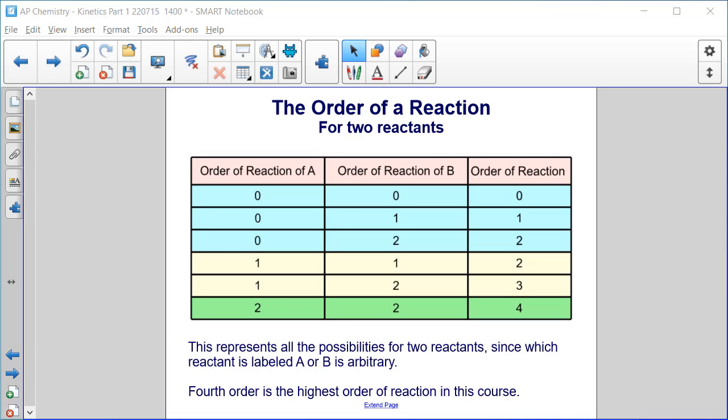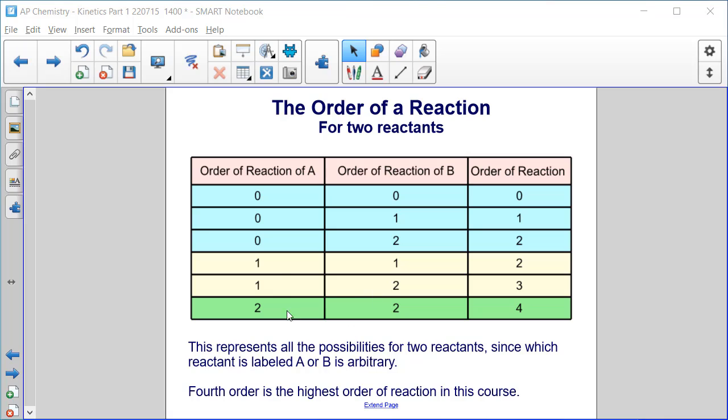All right, let's look at a summary of the order of a reaction for 2 reactants. So if we have the order of reaction A, if we keep that all zeros, and the order of the reaction with respect to B just increasing 0, 1, 2, then the order of the overall reaction is just the sum. So in this case, we would get 0. In this case, we would get 1, and then 0 plus 2 is 2.